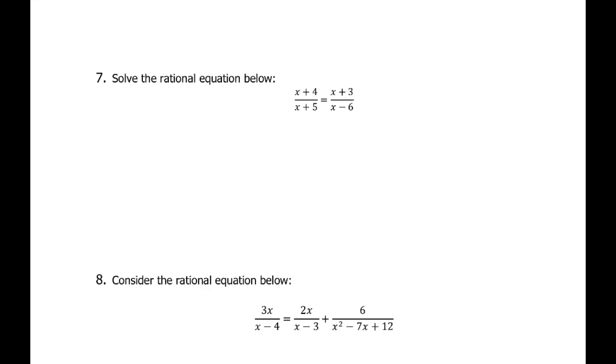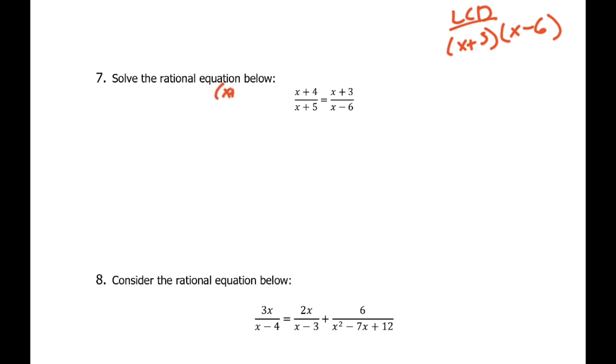So on number 7, first thing we need to do is identify our LCD, and our LCD is whatever appears in the denominator. So here our LCD would be x plus 5 and x minus 6, because those are the only things that appear in our denominator. So what I'm going to do is multiply each term by our LCD.